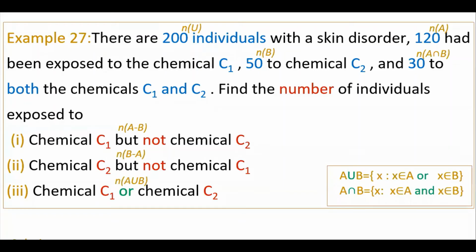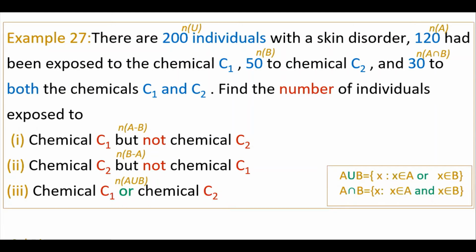This is the 27th example. There are 200 individuals with a skin disorder. 120 had been exposed to the chemical C1, 50 to chemical C2, and 30 to both the chemical C1 and C2. Find the number of individuals exposed to: the first one, chemical C1 but not chemical C2; second, chemical C2 but not chemical C1; third, chemical C1 or chemical C2.